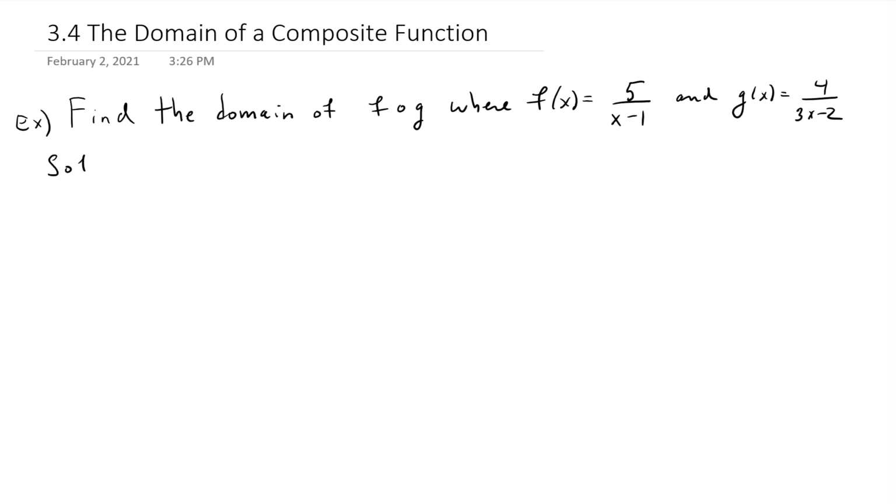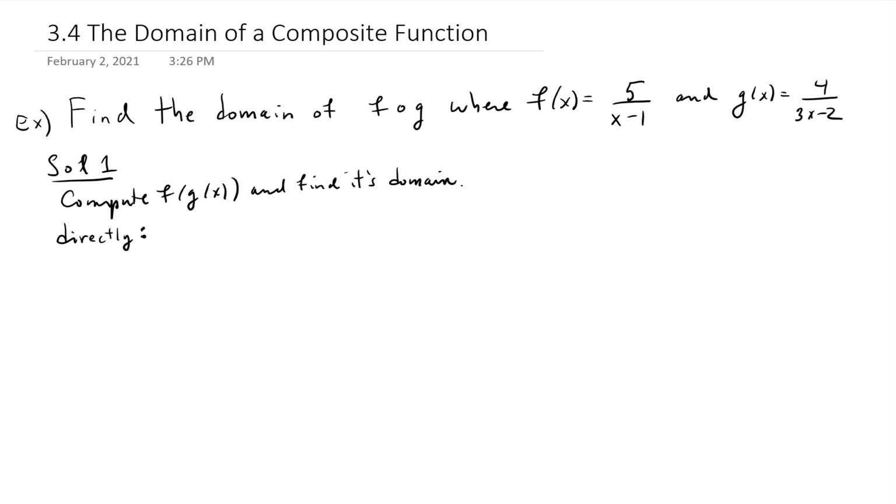So solution number one, we are going to compute f of g of x directly, and with the expression we get, with the formula we get, we're going to find its domain. So we are going to compute f of g of x and find its domain directly.